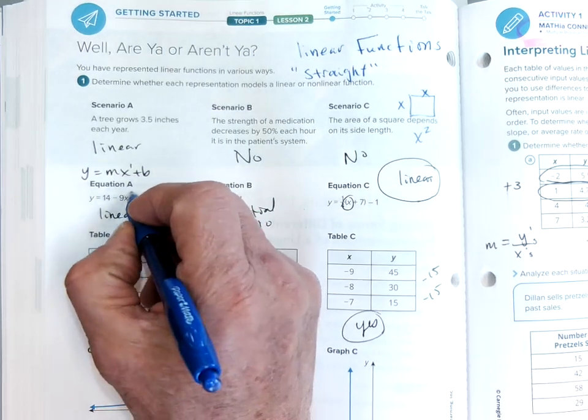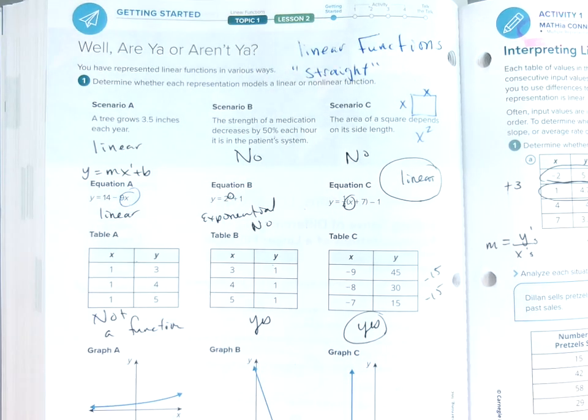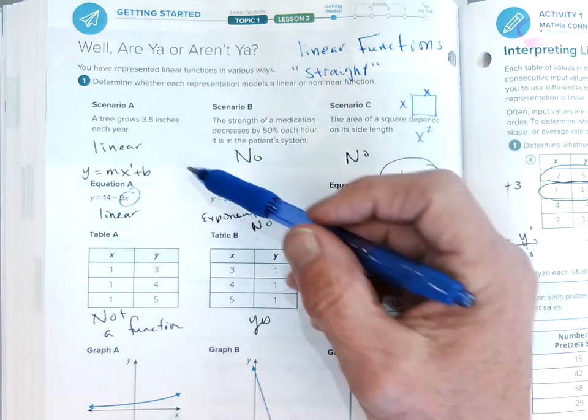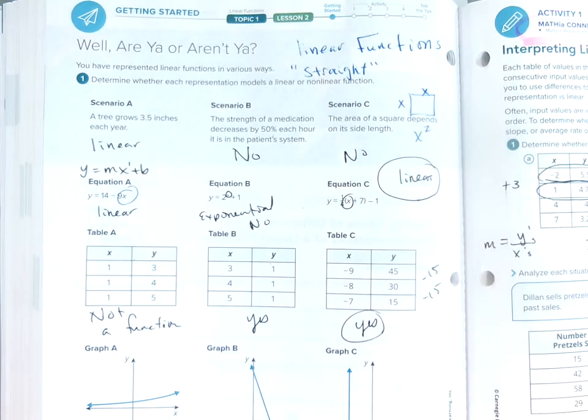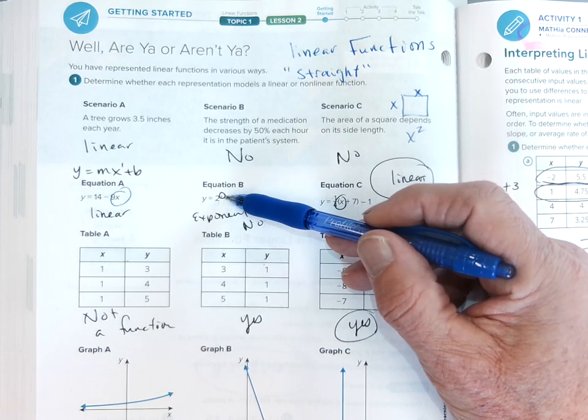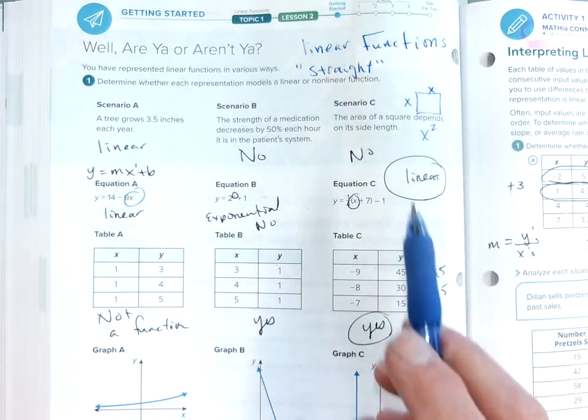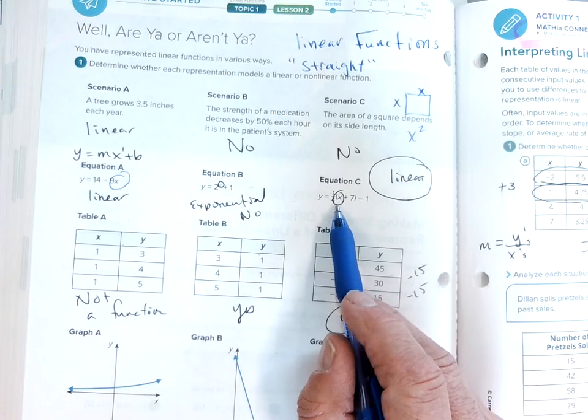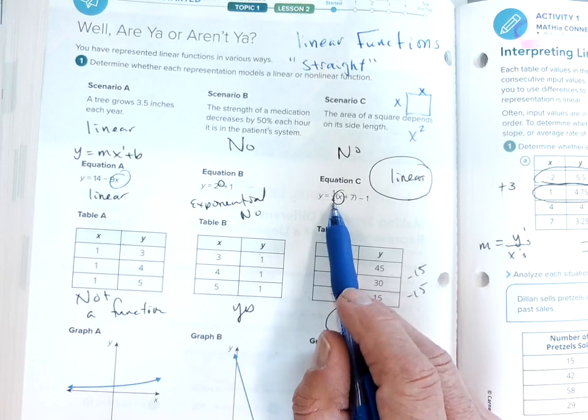And we also talked about if it's just a plain old x, then it has a slope and x. It's in the same form as y equals mx plus b. Equation B, no, because it has an x in the exponent. An x in the exponent makes it exponential. Equation C, yes, it's just an x, so it's linear. You're going to go up 4 over 1, up 4 over 1.